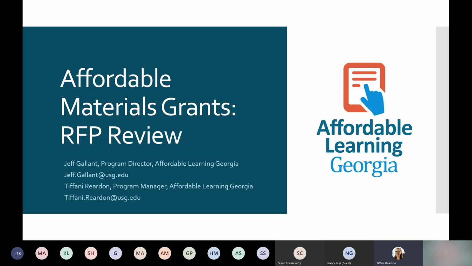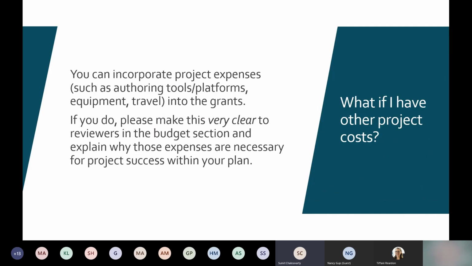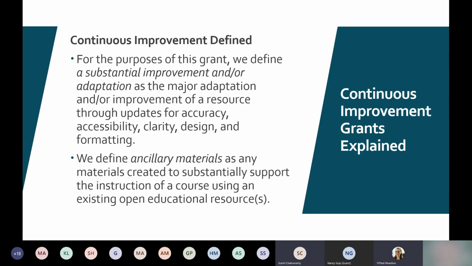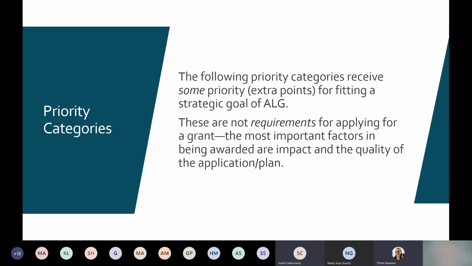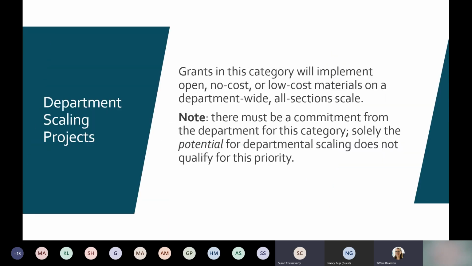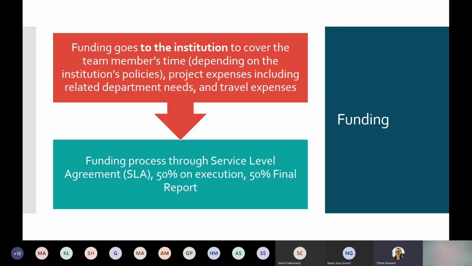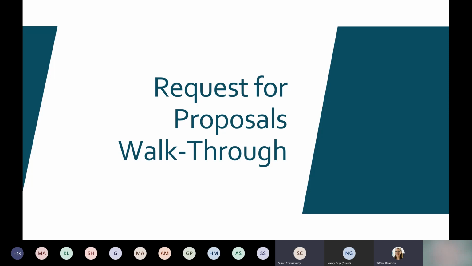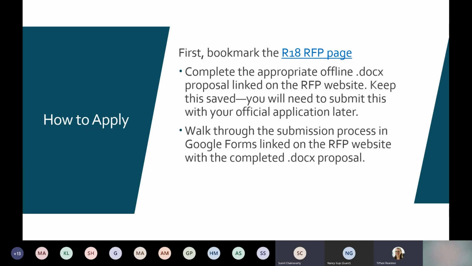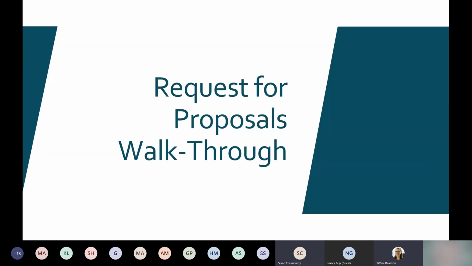Sumit and Nancy, I see your hands are up again. Yes, ma'am, I just have one question. Where can I get this application form? What is the location where these are available? If you go to our website, affordablegeorgia.org, you can find it. There's a button in the middle of the website that says affordable learning or affordable materials grants, and then there's a link at the top there, but I will also put that link in the chat here.